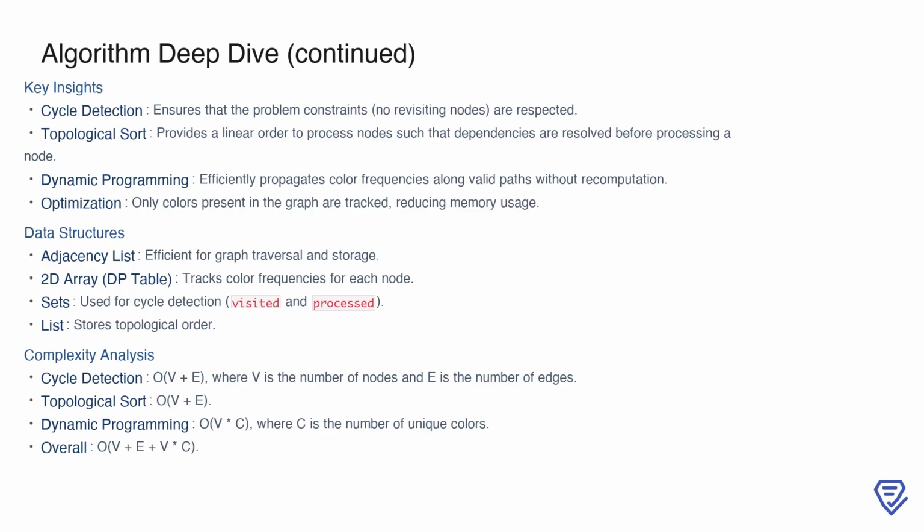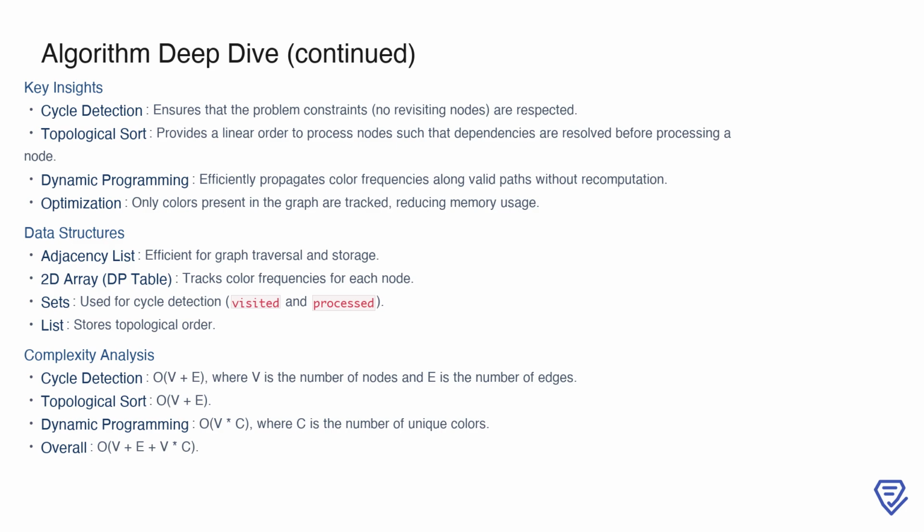Several key insights make this approach both effective and efficient. First, detecting cycles early ensures that we respect the problem constraints by guaranteeing no revisiting of nodes. The topological sort provides a clear order to process the nodes, resolving dependencies before moving forward. Dynamic programming allows us to propagate color frequencies efficiently while avoiding redundant calculations. For optimization, we track only the colors that are present in the graph, which helps reduce memory usage.